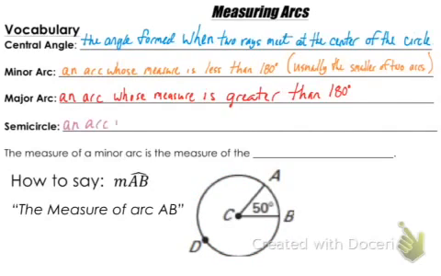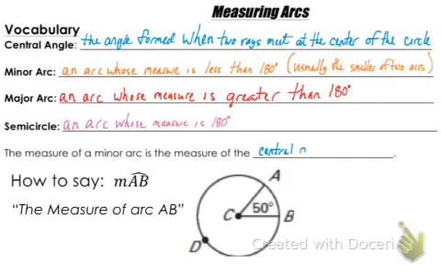And a semicircle is an arc whose measure is 180 degrees. So semicircle meaning half of a circle. In this picture, a semicircle would cut through the diameter and split the circle into 180 degrees.